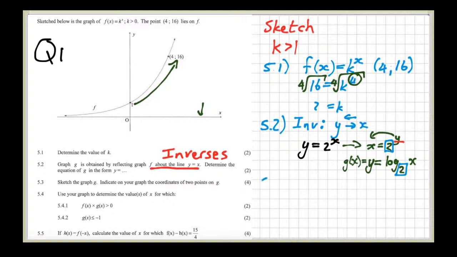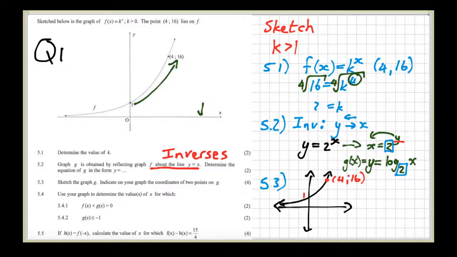For question 5.3, it now says, sketch the graph of g. Now, to sketch the graph of g, I am going to first of all just draw a rough sketch for myself of f. Now, f is that line there, which has the coordinates (0; 1) and on there as well, (4; 16).